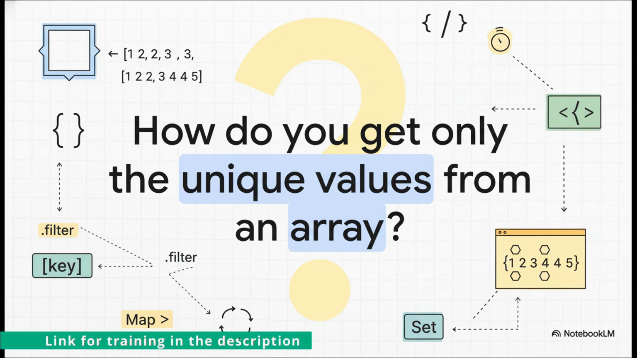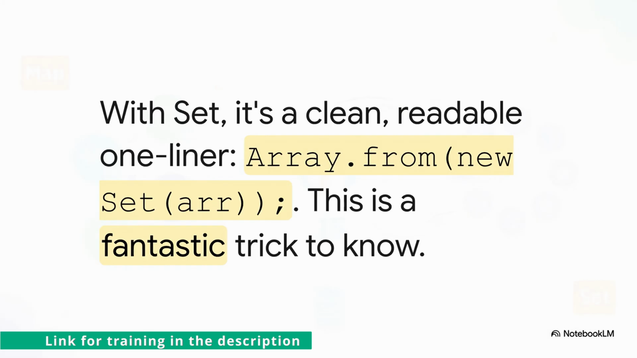Maybe a loop? A filter with indexOf? There are a few ways. But with a set, it becomes this beautiful one-liner. First, you create a new set from the array, which instantly, automatically throws out all the duplicates. Then you just use Array.from to turn that set right back into an array. It's clean, it's super readable, and it's fast. This is a fantastic trick to have up your sleeve.